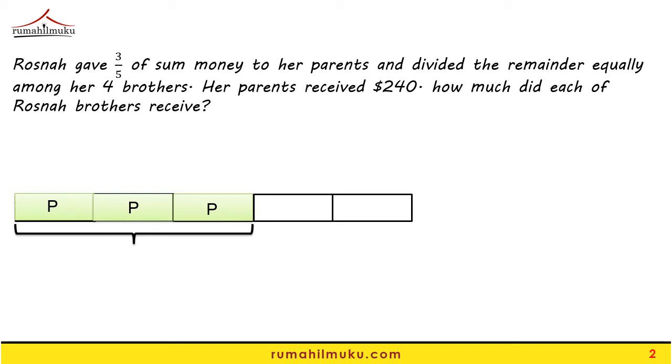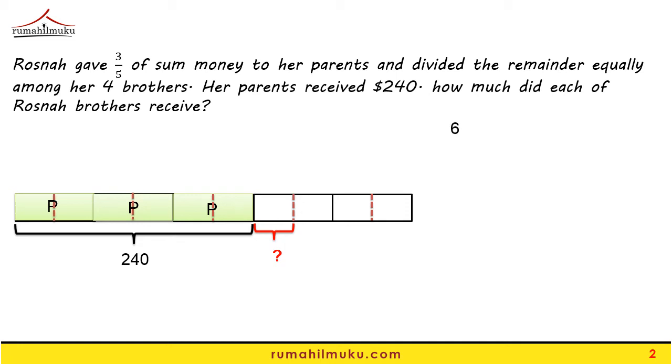And then she gave $240 to her parents. And then she gave the remainder equally amongst her 4 brothers. So the 2/5, which is the remainder, we're going to divide into 4 boxes, which represents 4 brothers. And to make it easier, we're going to divide the boxes of the parents into 2 as well. So now we have 1, 2, 4, 6, 8, 10 boxes. Okay? But how much does 1 brother receive?